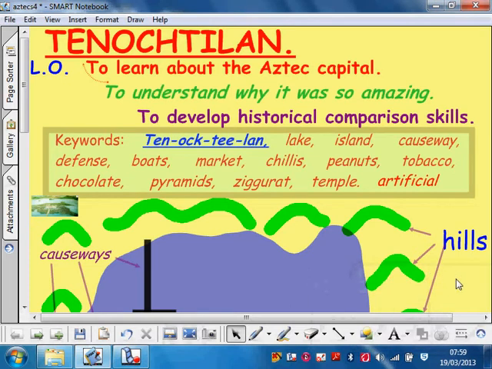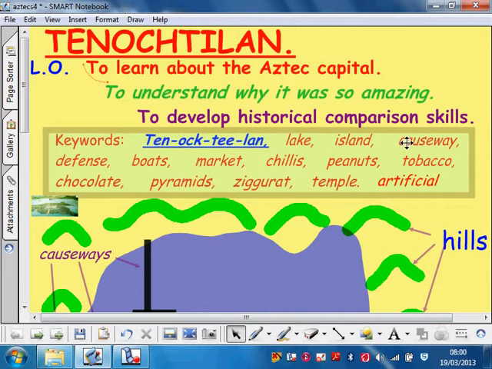This is a lesson for Aztecs versus conquistadors. In this lesson we're going to look at the famous capital city of the Aztecs called Tenochtitlan. So we're going to learn about the Aztec capital, understand why it was so amazing, and develop some historical comparison skills. Keywords are Tenochtitlan, that's how you pronounce this word.